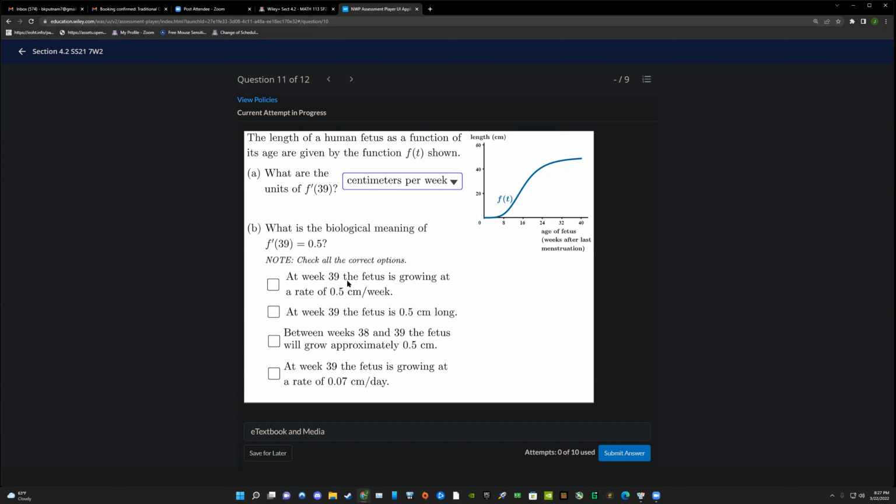So the interpretation, this is what you're going to have to do on a test. You have to write a sentence. 39 is the week, so at week 39. So it's either A or B, and then it's always a rate. That's why A is correct, because A says rate, not B.